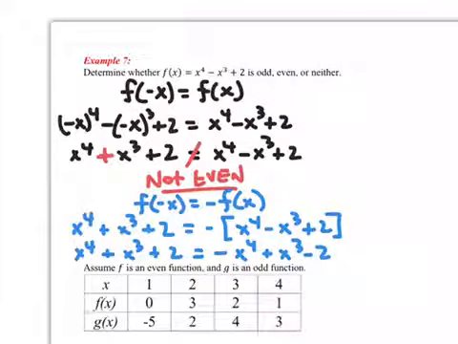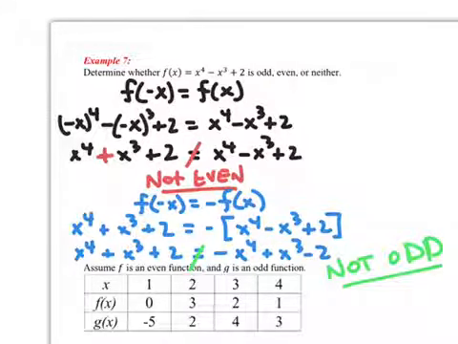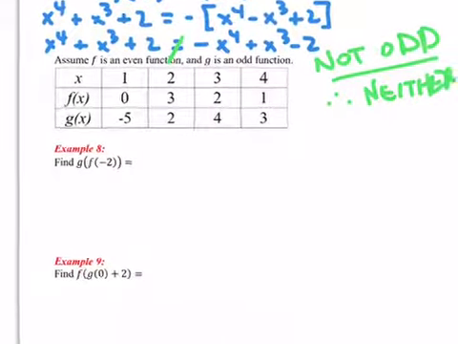Okay, clearly my work shown here to see if it's odd does not show equality here. So I can determine it is not odd. It is not odd. Therefore, it's neither. All right, so check even first, then odd. And if it's not odd, then it's neither. All right, let's look at the last couple of examples here.